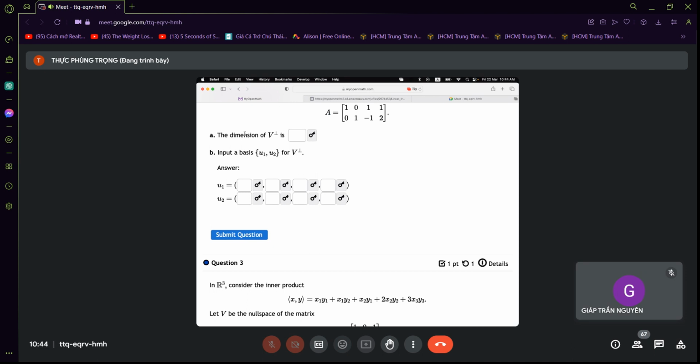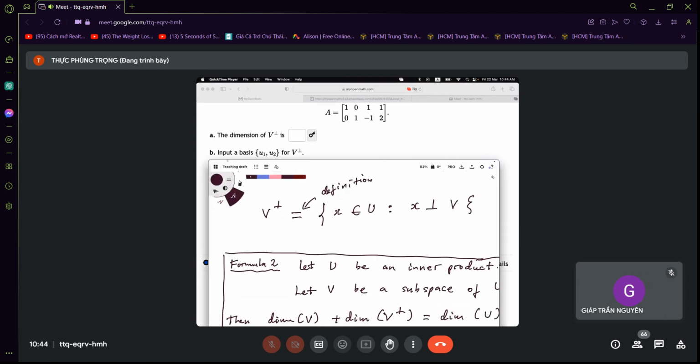I think in order to find a basis for V orthogonal, first we find a basis for V, and from the definition right here, you can get a basis for V orthogonal. So first we find a basis for V, and then we get a basis for V orthogonal. Now let's do it.